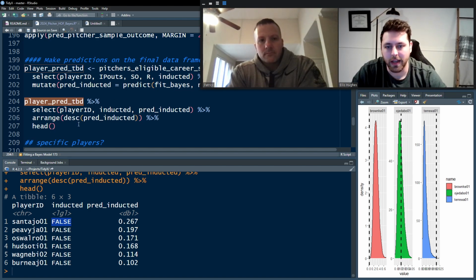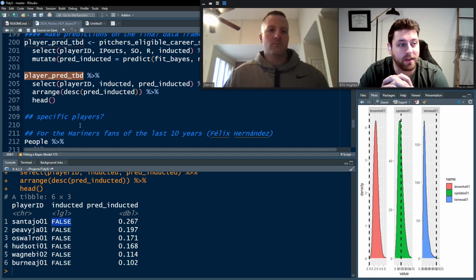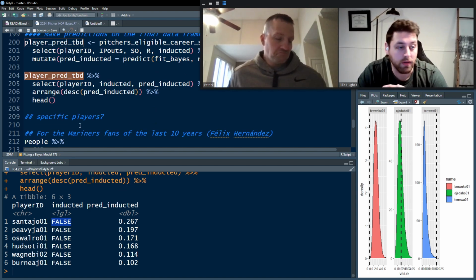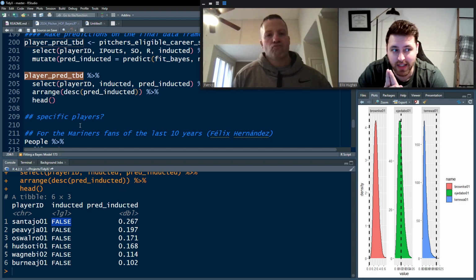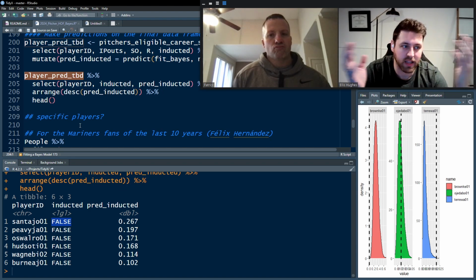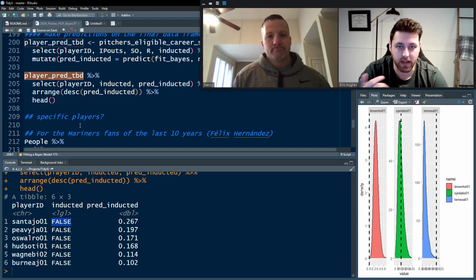But what if you wanted to know for a specific player? Say you've got a favorite pitcher that you love, and you want to know what's the likelihood of them getting in given their current statistics. You can apply this model to them as well, because this is just predicting the likelihood that they get in given their current career statistics: innings pitched or IP outs, strikeouts, and runs allowed.